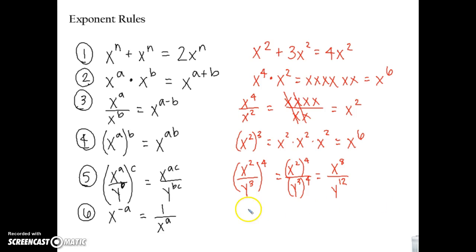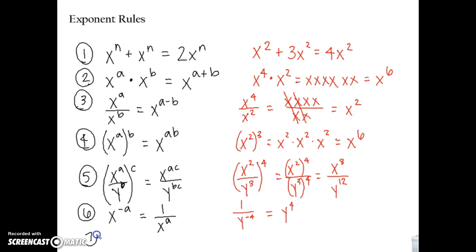So for example, if you had 1 over y to the negative fourth, we would move it to the opposite side, and it would just become y to the positive fourth, or y to the positive fourth over 1, and we don't have to put that 1 on the denominator.